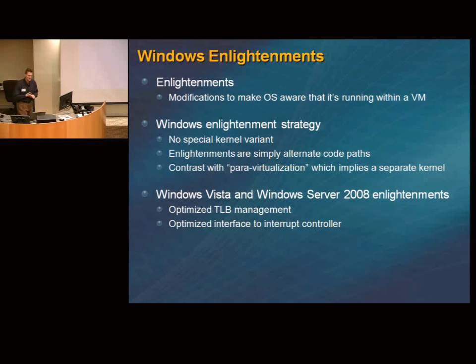And what we found is that we only need to modify something like 0.01% of all the code in the kernel in order to enlighten it, in order to get some very good effects. Those effects are mostly performance related. So Windows Vista, which is already shipping, and Windows Server 2008, which will be shipping early next year, are the first enlightened operating systems that Microsoft is shipping. So they know about the presence of a hypervisor. Previous to that, the OSs didn't know that. They just assumed they were running on physical hardware.